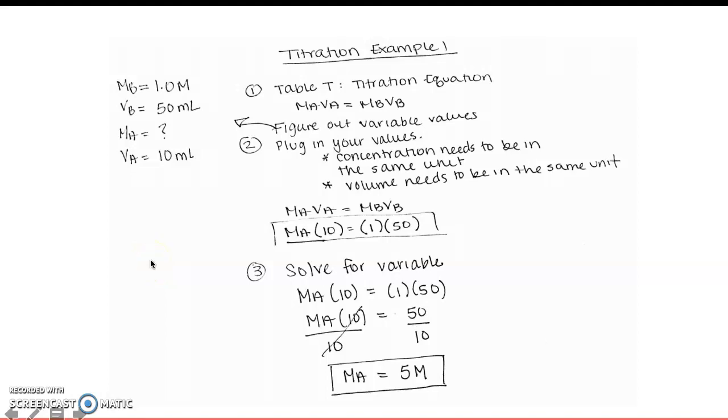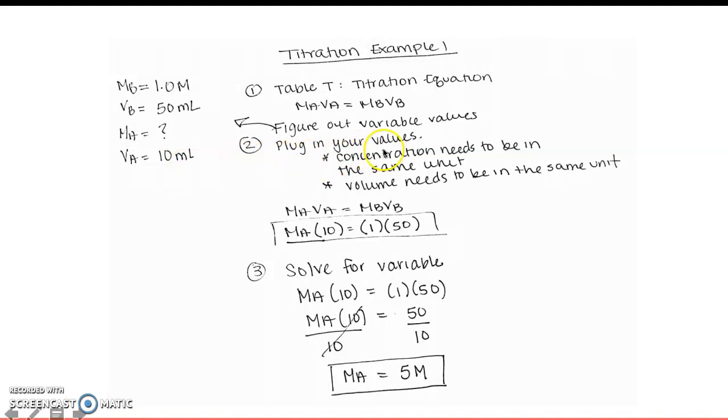So this might look like a lot to look at, but let's take it one piece at a time. The first thing I know is we're causing a neutralization reaction. We're missing the concentration of our acid. This is a titration equation problem. So you would go to Table T, find your titration equation, and we're going to figure out our variables. Like we just said, the molarity of the base is 1 molar. The volume is 50 milliliters. We're looking for the concentration of the acid, and we have 10 milliliters of hydrochloric acid.